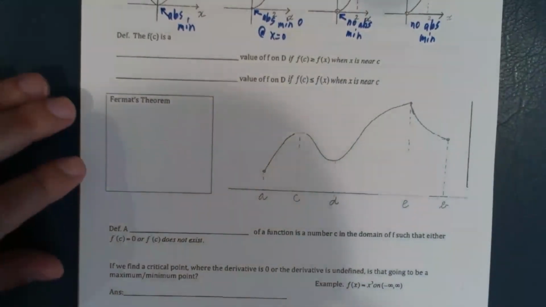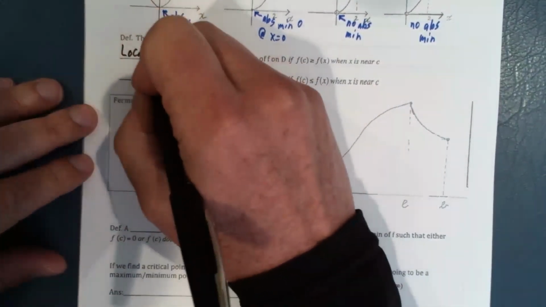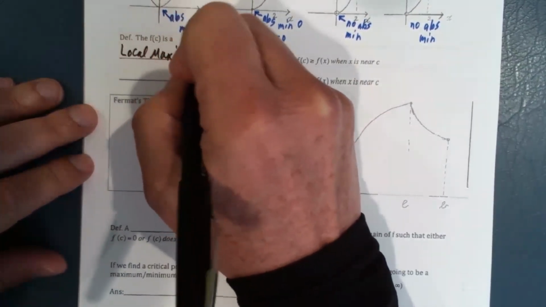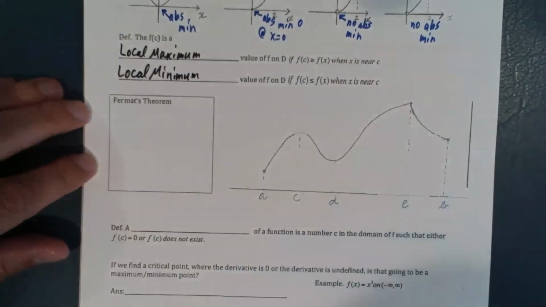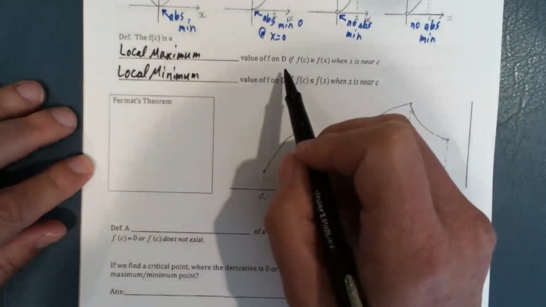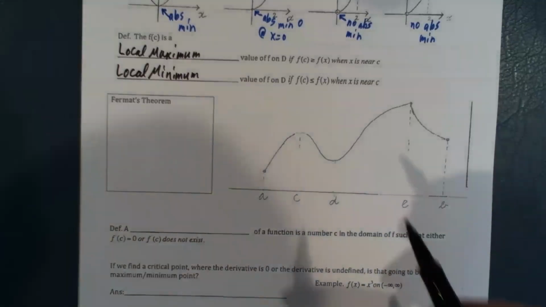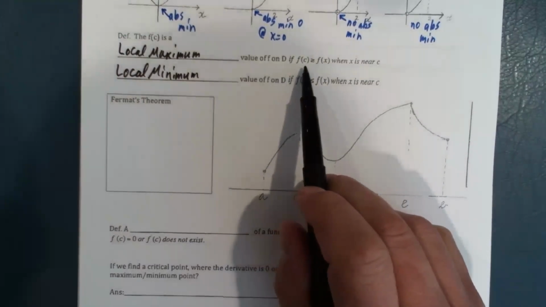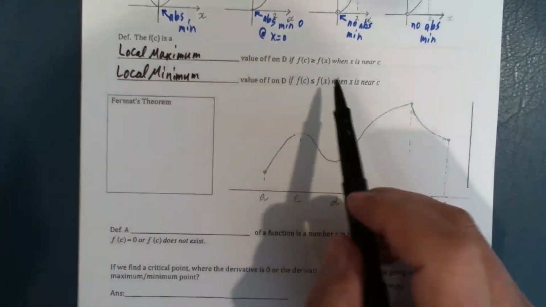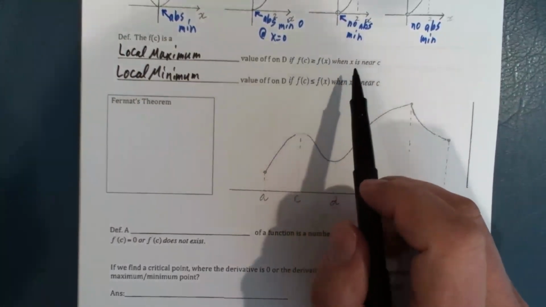And here we're going to say we have a local maximum. This is a local maximum now. Or a local minimum. Again, these are values of f on D, now we're in the domain, and relative to our local max or min, our f of c is where we have our maximum, and all of the y values are going to be larger than all the other y values when we're close to c.